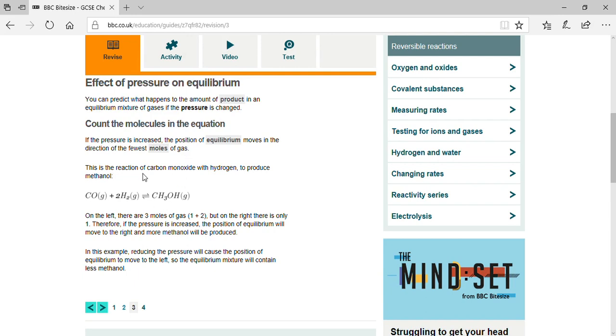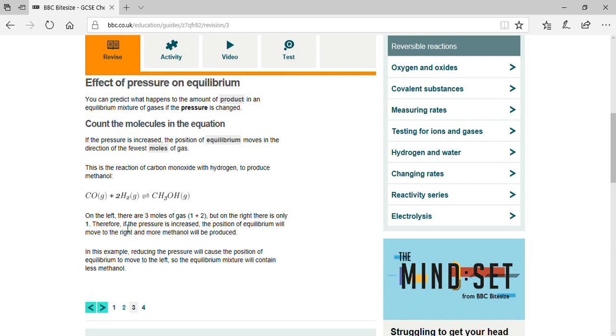Here in this reaction, you can see that carbon monoxide is reacting with hydrogen to form methanol, CH3OH. Also you have to understand that it's a type of reversible reaction, beta. From carbon monoxide and hydrogen you will get methanol, and when methanol decomposes, it will convert into carbon monoxide plus hydrogen.